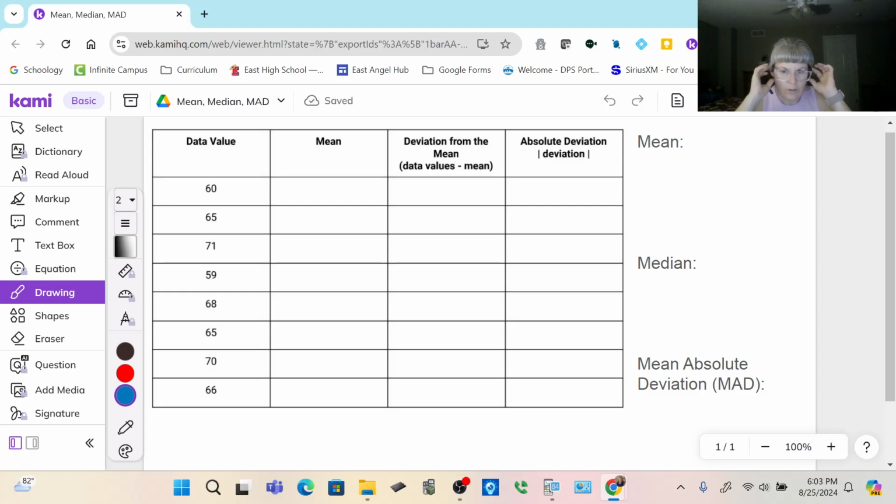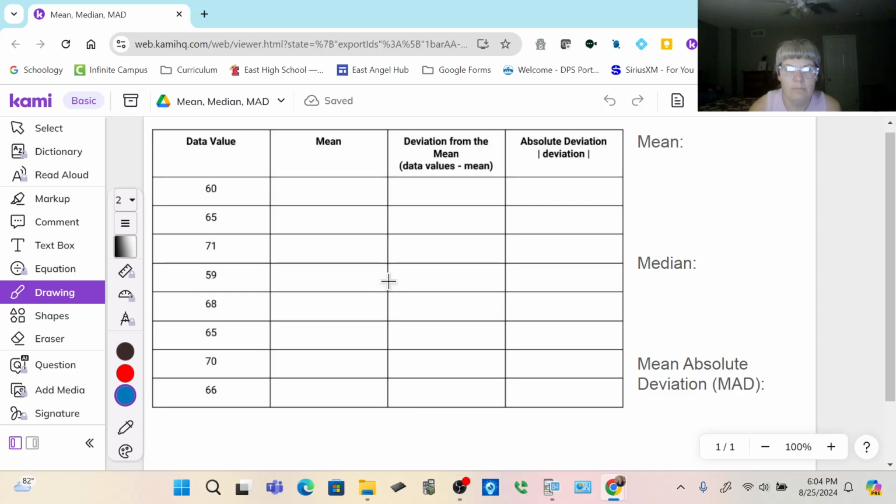Hello, this is Mrs. Scarple, and in this video I am going to cover finding the mean. The median we have talked about if you watch the video on the 5-number summary, but we will also do that here. The deviation from the mean and the absolute deviation from the mean, or the absolute deviation, so that we can find the mean absolute deviation, also known as MAD.